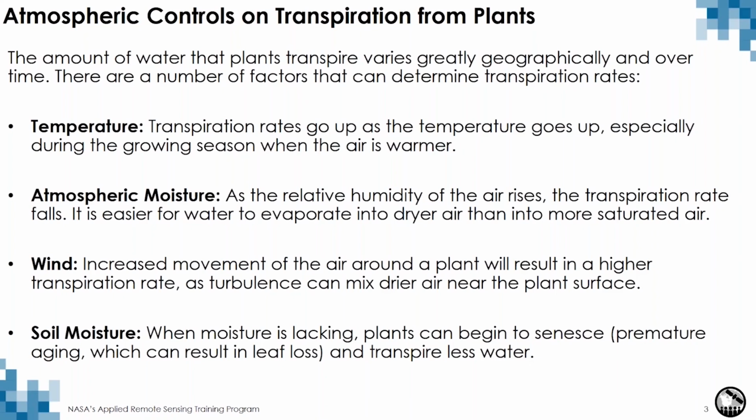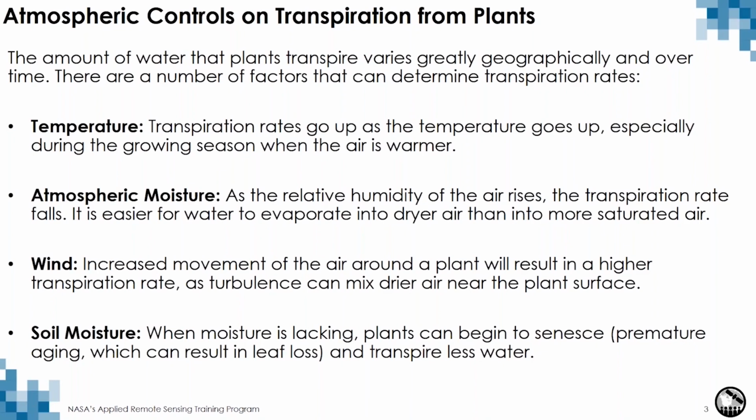The third one that we worry about is wind. Increased movement of air around the plant results in a higher transpiration rate. This helps because turbulence can mix drier air near the plant surface, tying back into that prior control, where it's easier to evaporate into drier air than more saturated air. So when wind increases, it allows the plant to be more effective in transpiring.